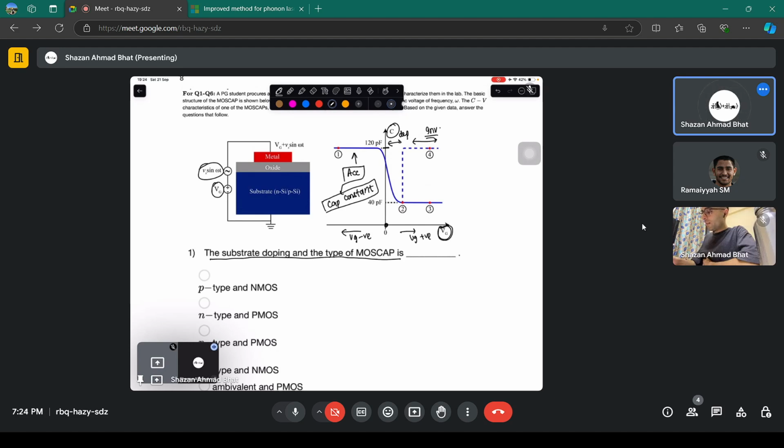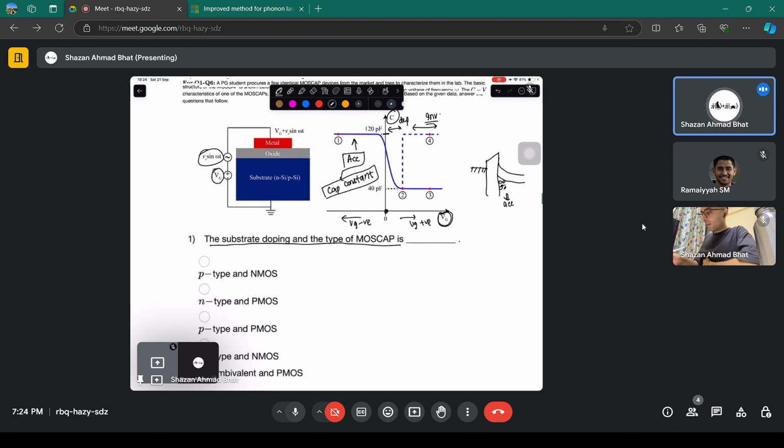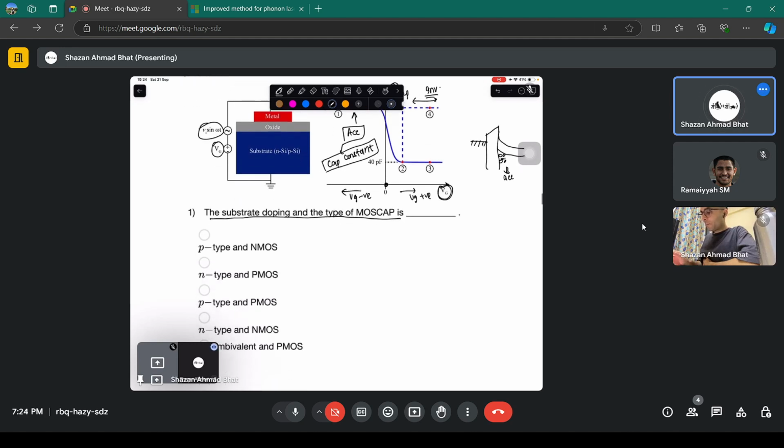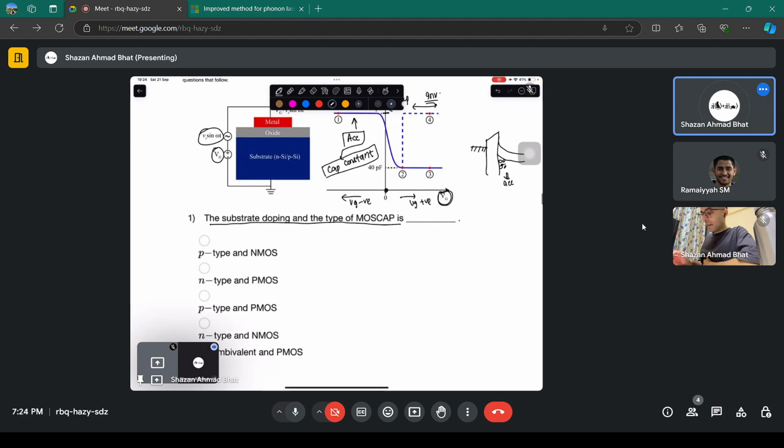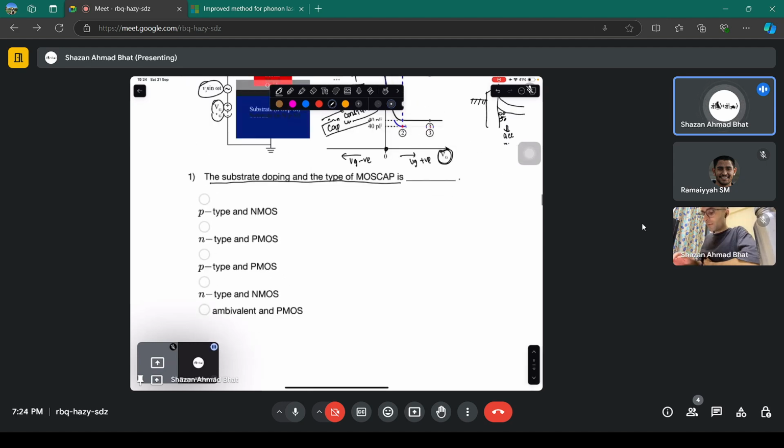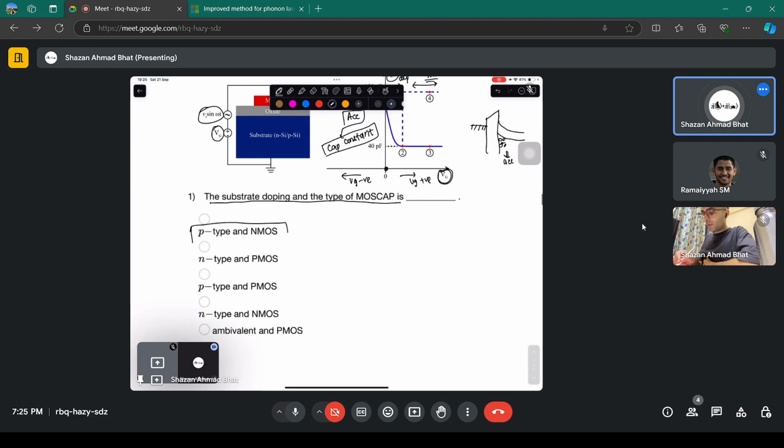You have the oxide, you have the negative voltage here, you have the holes accumulated at this region. So this is accumulation. Okay, so it's a p-type substrate and the type of MOS capacitor is NMOS.